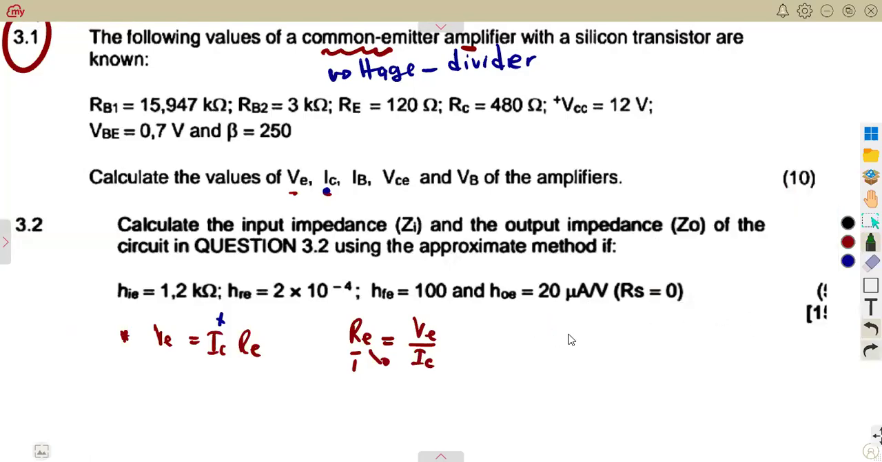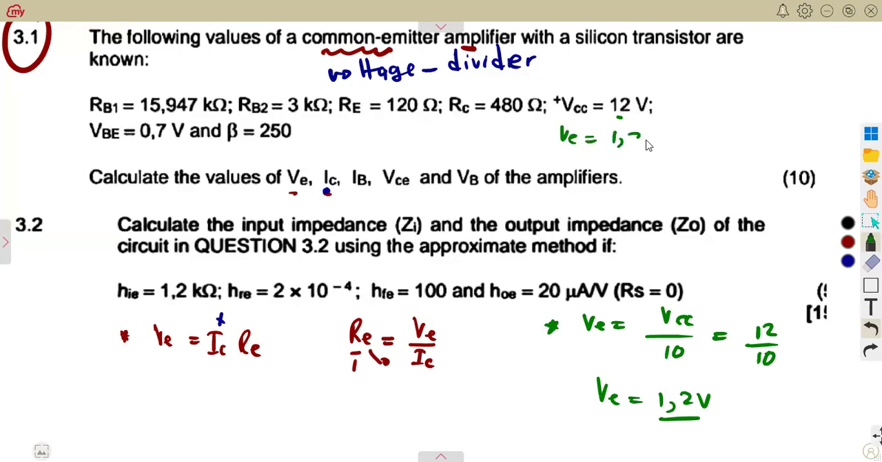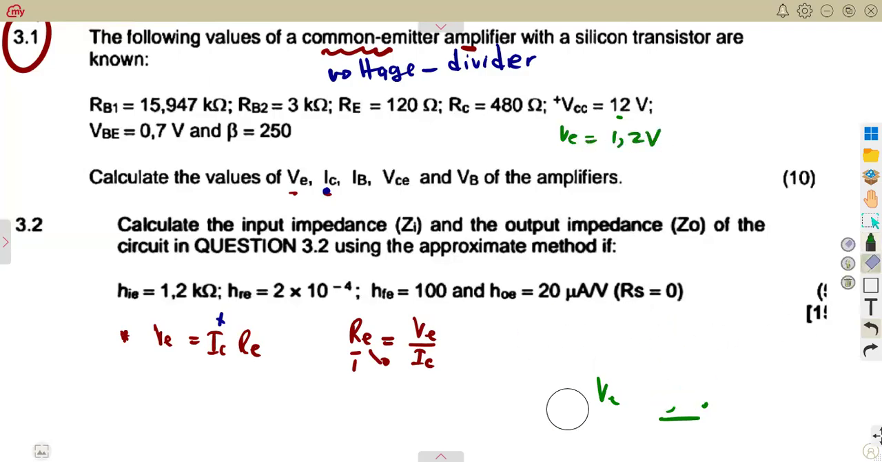So in 3.1, our VE from VCC over 10 can be calculated as 1 over 10 of VCC, because VCC is there. VCC is 12, so that's 12 over 10, and that gives us the value of VE, which is 1,2 volts. Let's just have it here, 1,2 volts.